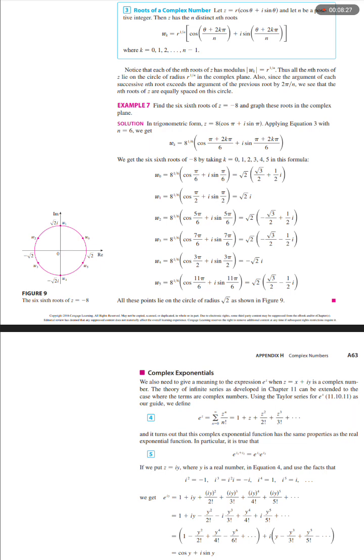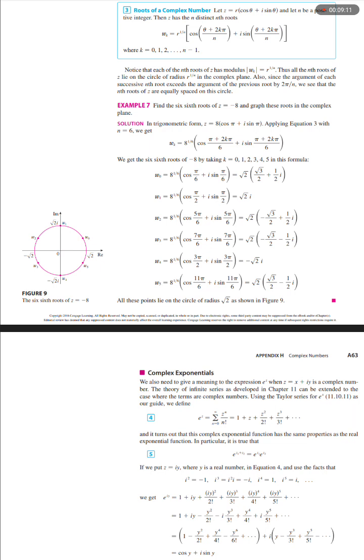w_4 equals 8^(1/6) (cos 3π/2 + i sin 3π/2) equals -√2 i. w_5 equals 8^(1/6) (cos 11π/6 + i sin 11π/6) equals √2 (√3/2 - 1/2 i). All these points lie on the circle of radius √2 shown in Figure 9.